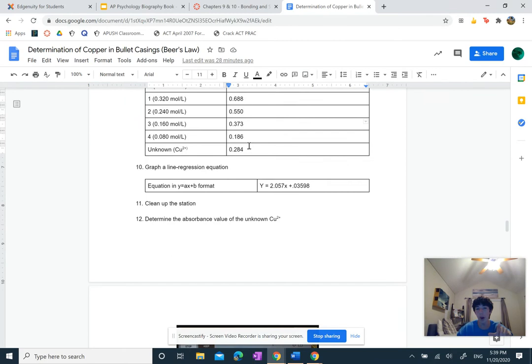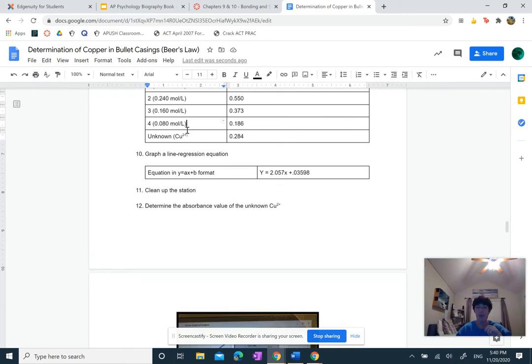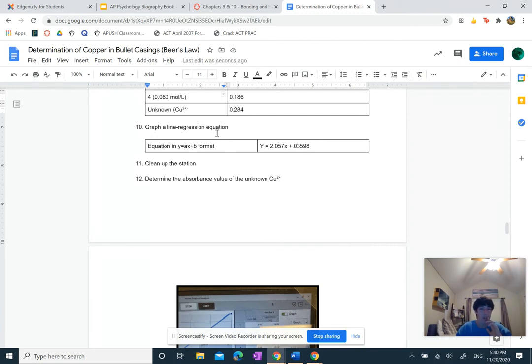Looking right here, we've got an absorbance of 0.284, which falls in between these values right here, which means that the molarity of our unknown concentration of copper should be between 0.160 molar and 0.080 molar. So I'm guessing about 0.13, 0.12 maybe. It's about smack dab in the middle there. So we graphed a line regression equation. We did that with our A value, or our slope, being 2.057 and our B value, or y-intercept, being 0.03598.